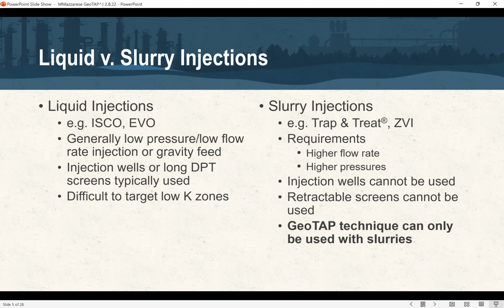placed in the subsurface. Because of that, first off, we can't use injection wells. Injection wells are out. The retractable screens, those 1.5 meter, 5 foot screens, also don't work because we're trying to put all that energy in one plane. I'll show you some pictures of the injection tips we're going to be using, and it'll make more sense once we talk about this GeoTAP pre-drill process, because it's really important that these techniques we're going to talk about today are only applicable for slurry technologies.